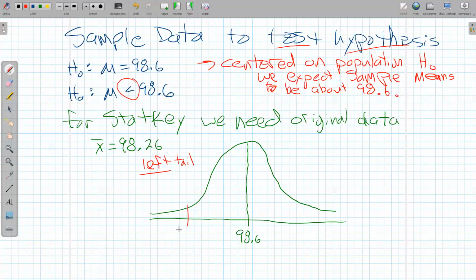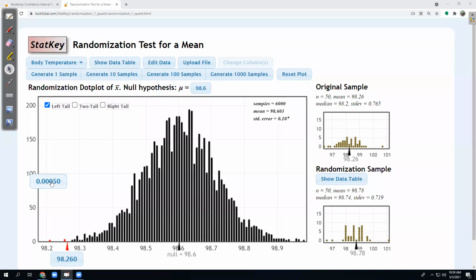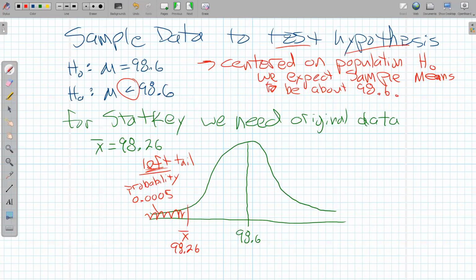So we put X bar goes here. That's the 98.26. And 98.26 is definitely less than 98.6, right? I'm on the left side, correct. And then StatKey calculated that the chance of getting other samples in here, I'm going to call that a probability, was 0.0005. Double check. 1, 2, yeah, 3 zeros. 0.0005 is the probability. Now that's just a decimal.